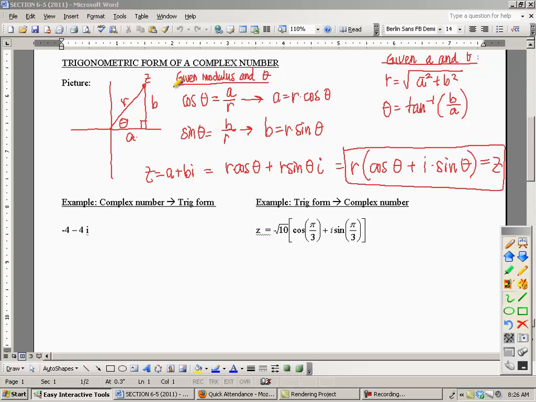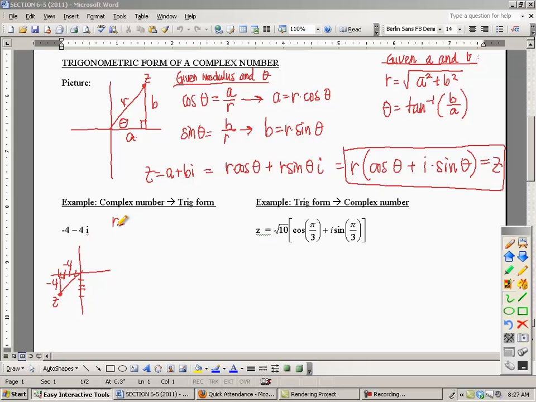If you look at the first example, we give you the complex number. Now what I'm going to do is draw a little picture here, because negative 4 means I go left 4, and negative 4i means I go down 4. So my negative 4 minus 4i is right here. Let's call that z. Okay, so if I draw my triangle, here's my right angle. I know that this is negative 4, and I know that this side is negative 4.